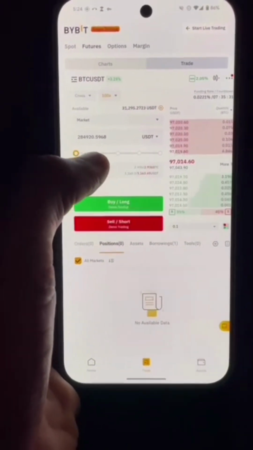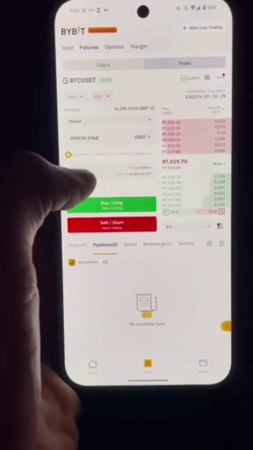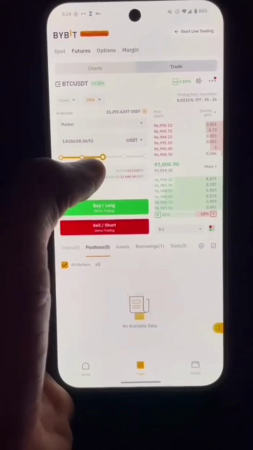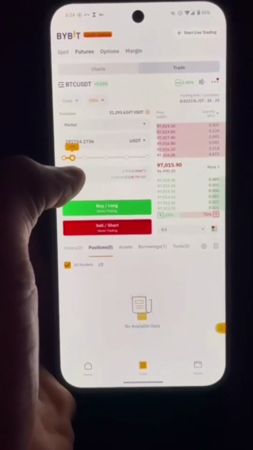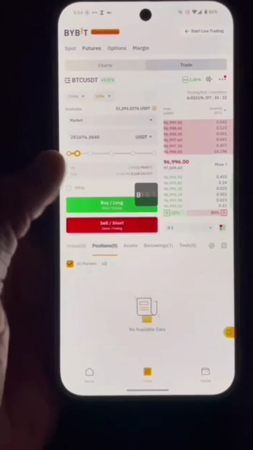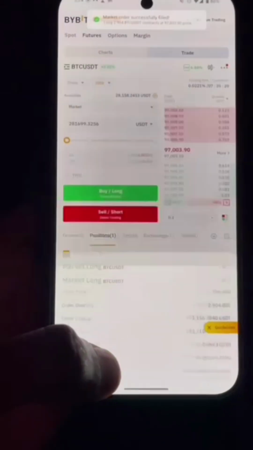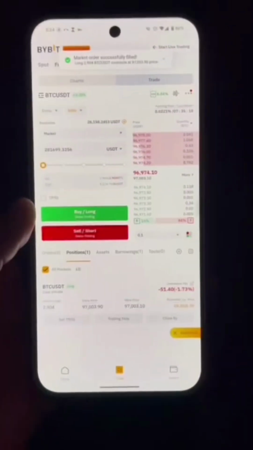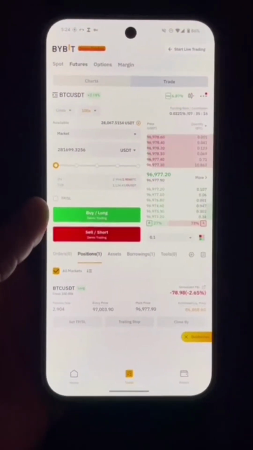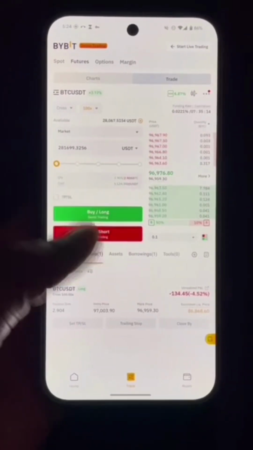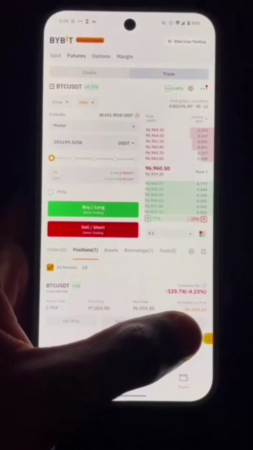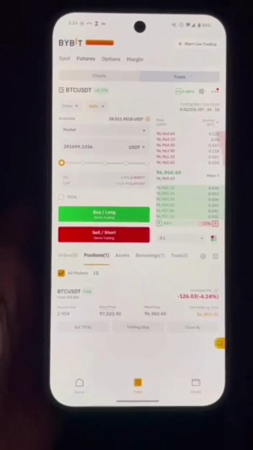So let's go back again. I want to show you something. That's why I use demo, because I don't want to lose my money showing you something. So let's buy again. What I'm going to show you now is, for example, let's say we are in profit. Sorry, I already showed you break even.